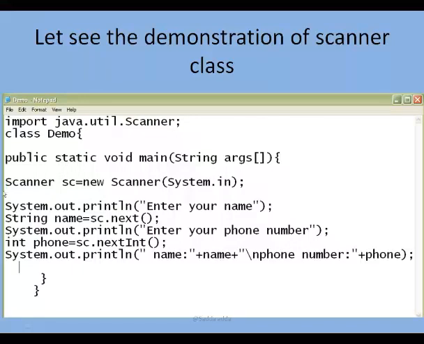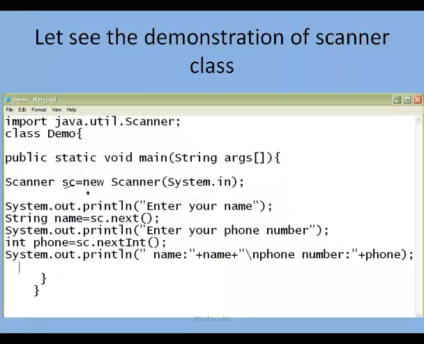So in order to create the object, what you have to write? You have to write down the name of that class, and then the name of the object. I am using sc. You can use anything: sc, s1, s2, whatever you want. It is not fixed. You can choose any name for your reference variable.